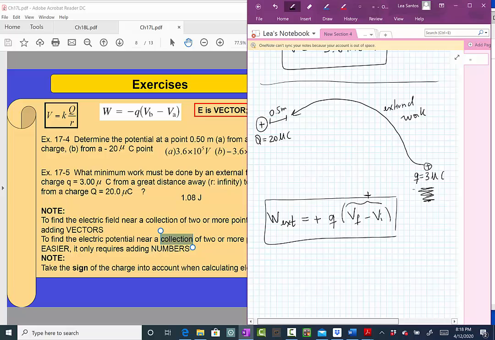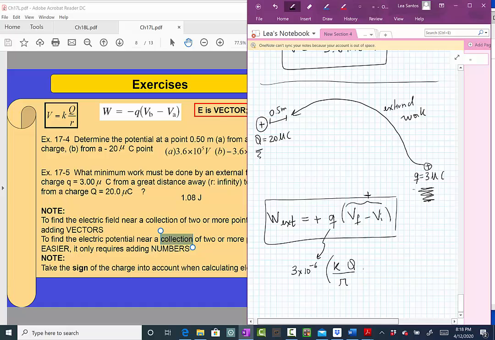What are the numbers? Well, the little q we know is 3 times 10 to the minus 6 coulomb. Now here we go for the potential difference. What is going to be the final V? The final V is the V given by this big Q. So this final V is going to be k Q over r. What is this r? This 0.5. So this final V is the potential given by the big Q.